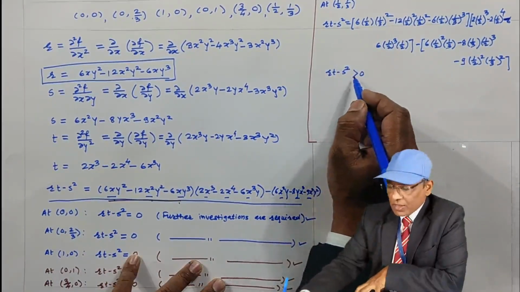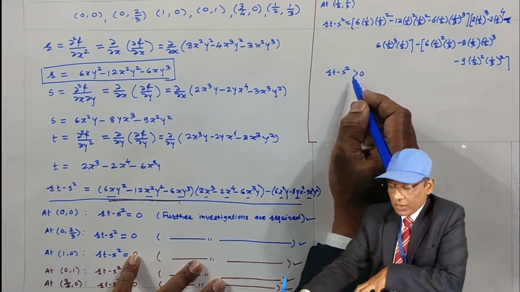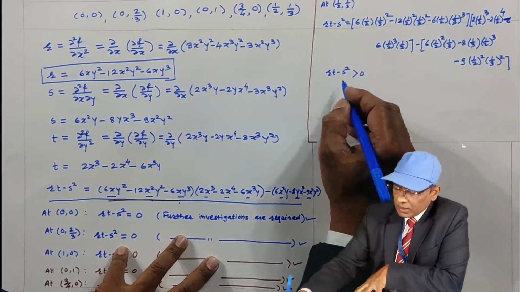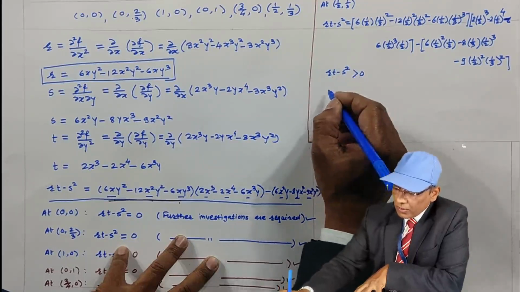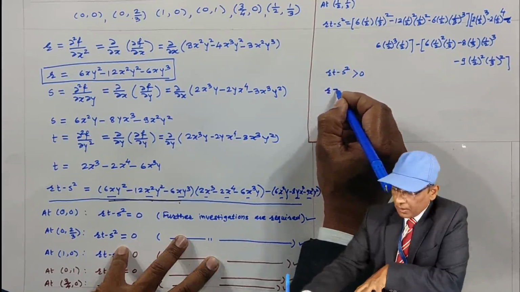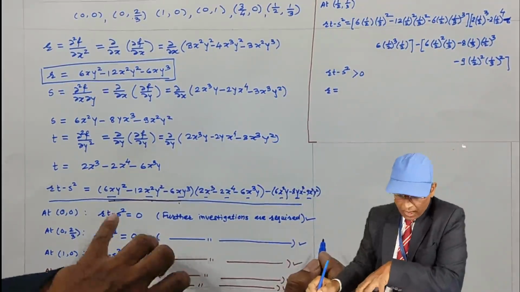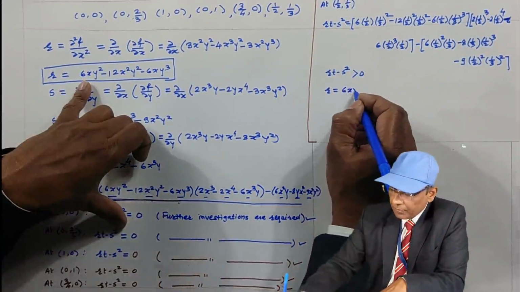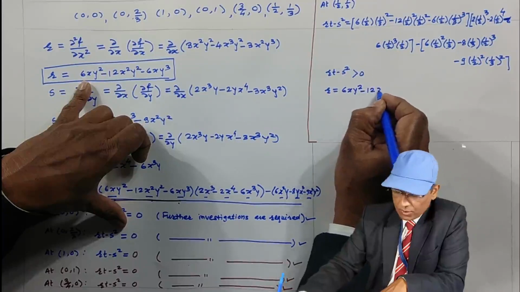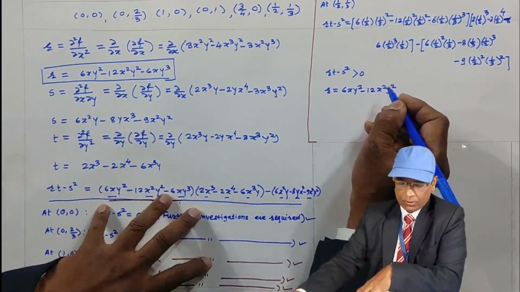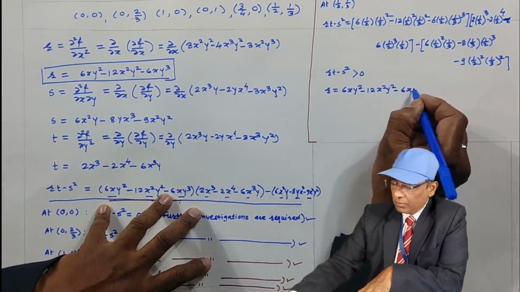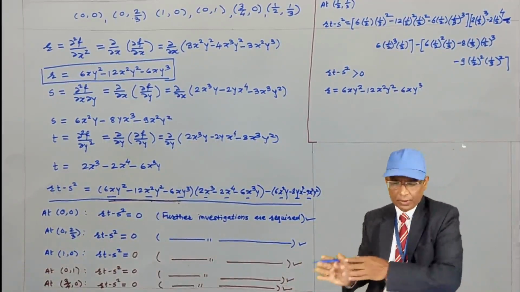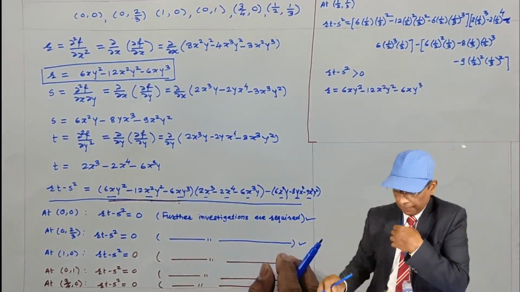If RT minus S square is greater than 0, then we take interest in whether R is less than 0 or greater than 0. RT minus S square is positive, then what is R? Where is R? R is 6xy square minus 12x square y square minus 6xy cube. This is R, so R we have calculated.